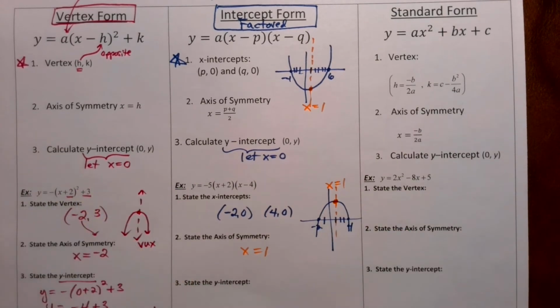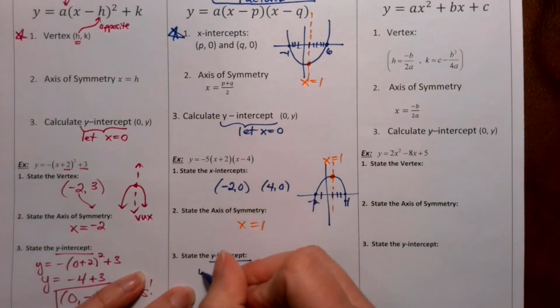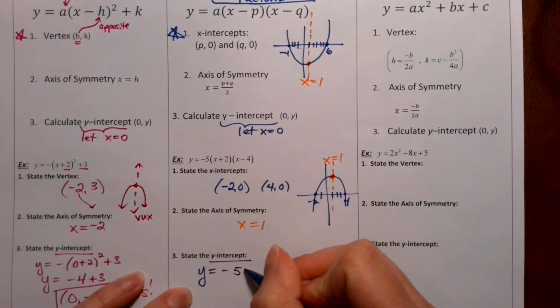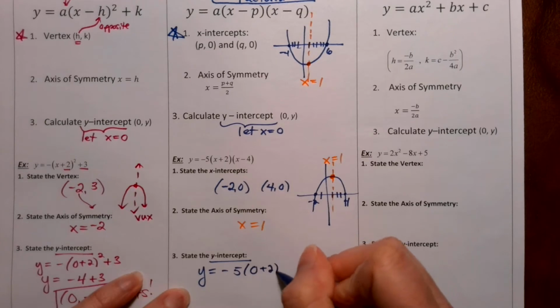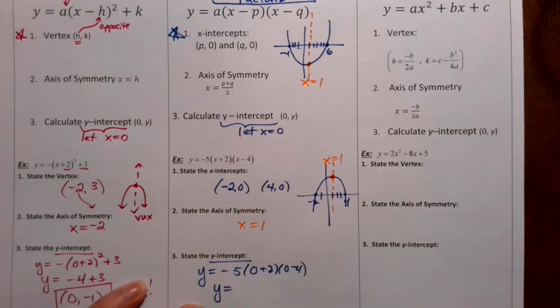How do you find a y-intercept? You're going to let x equal 0. y equals -5(0 plus 2)(0 minus 4). And what do you get for the y value?